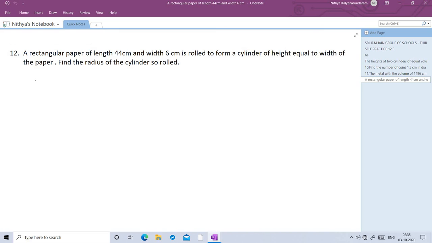So the paper is rolled along the length. So the circumference of the circle part of the cylinder is equal to the length, 44 centimeter. So the area of the rectangle is equal to the curved surface area of the cylinder. So area of rectangle is equal to curved surface area of cylinder.